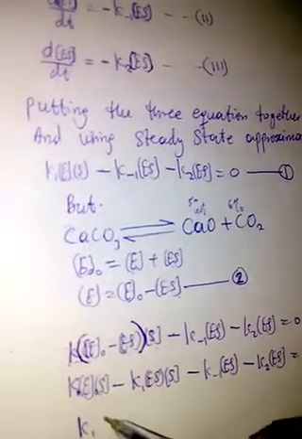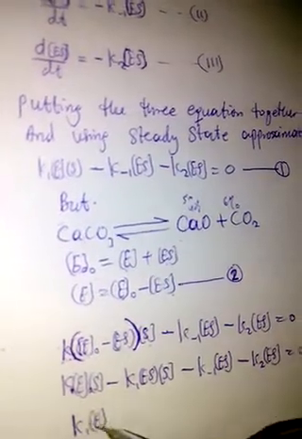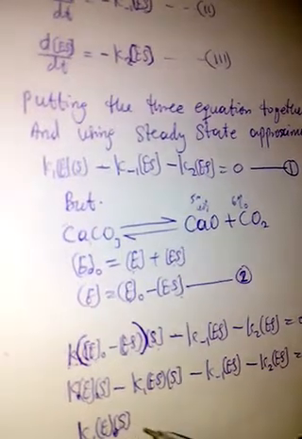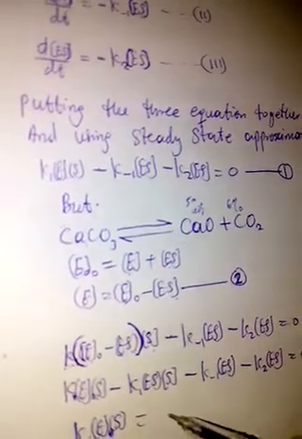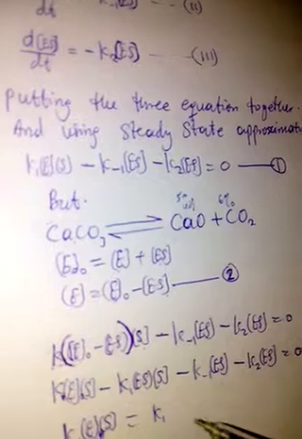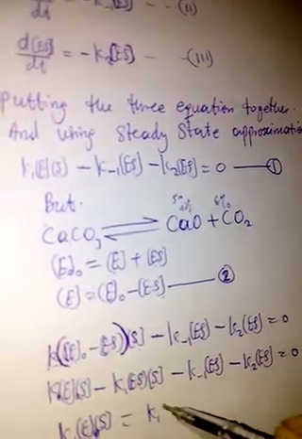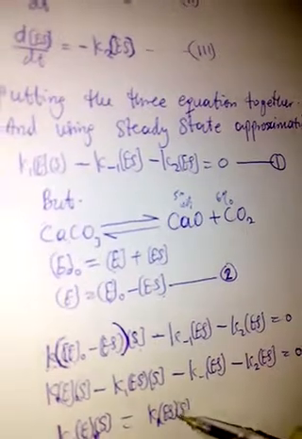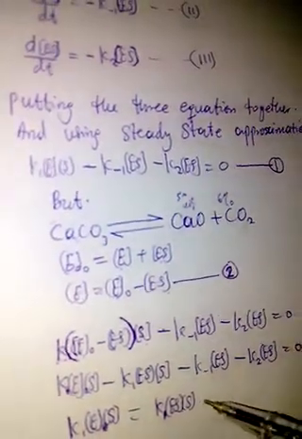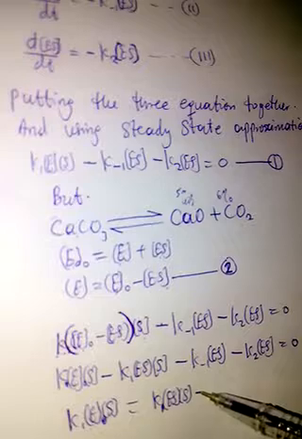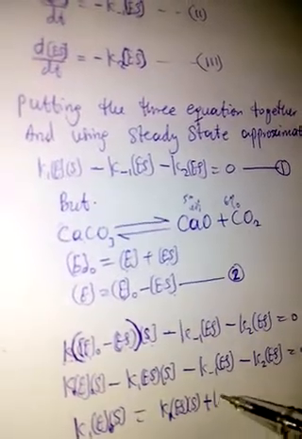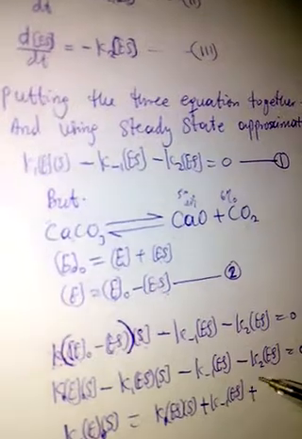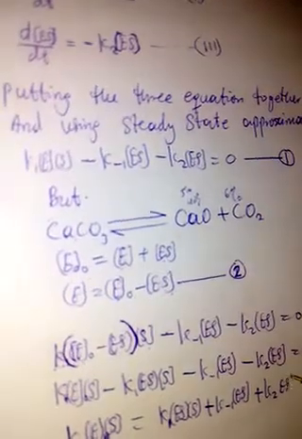So I have K1 E0 S equals to K1 ES S minus, plus K minus 1 ES plus K2 ES.